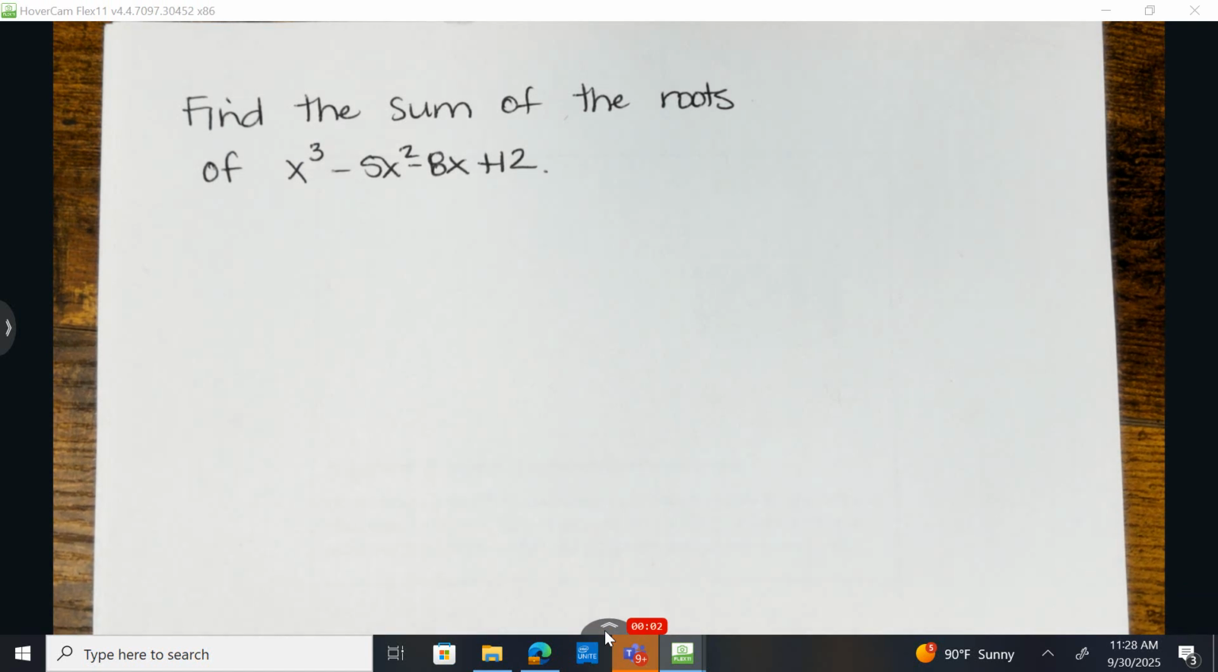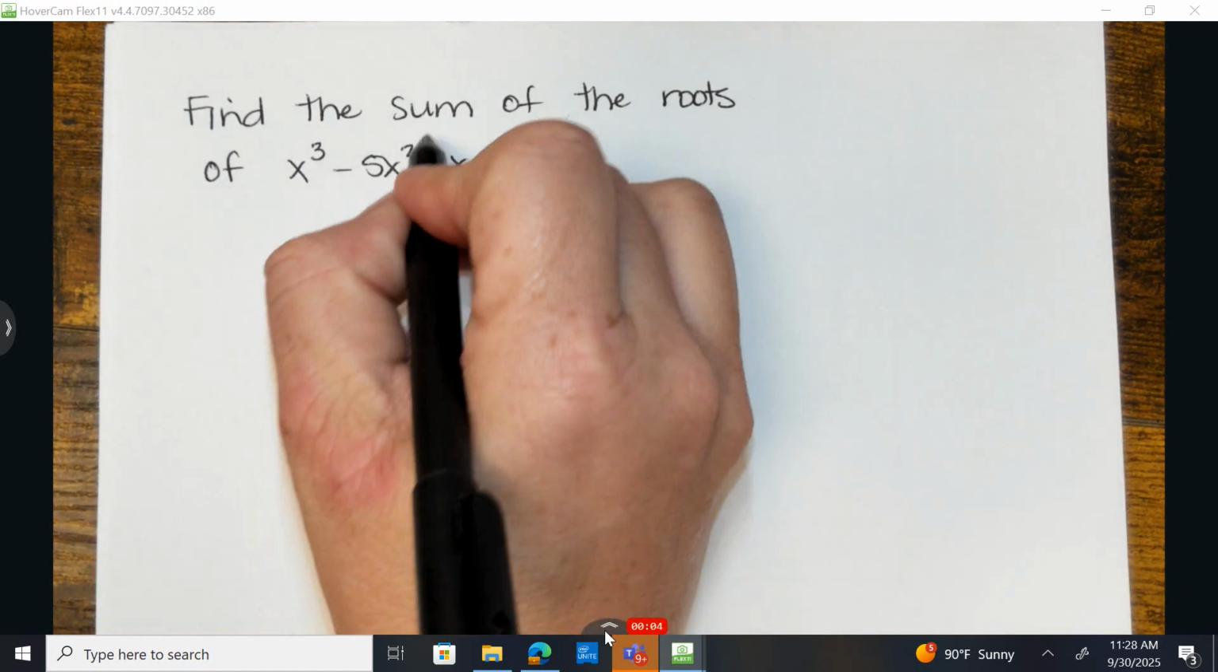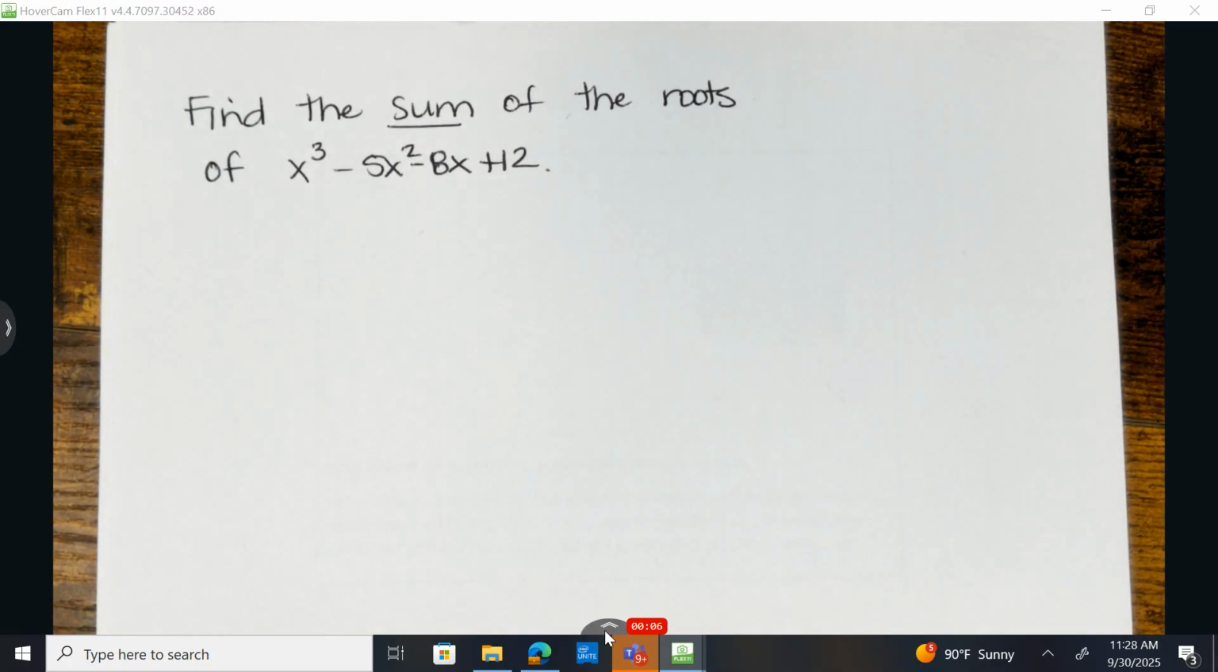All right, let's go over some additional problems. Find the sum of the roots. So sum means we're going to identify the roots and then add them together. You will not be allowed to use a calculator as you go through these two examples.